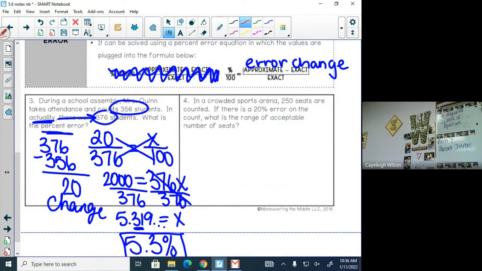So right here, in a crowded sports arena, 250 seats are the actual amount that are in there. They're saying that there's a 20% error. So what range of seats could they count? I'm going to set this up. I know my percent will always go above the 100. And since I know there are 250 actual seats, that's going to go on the bottom. So I'm going to be finding that 20%.